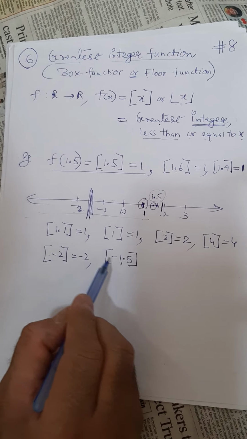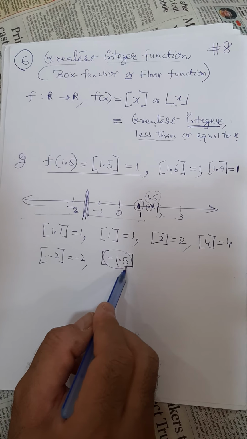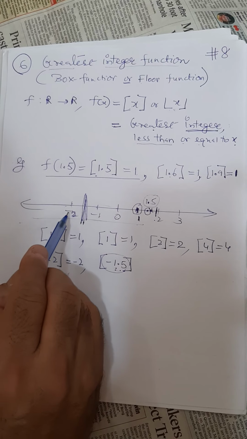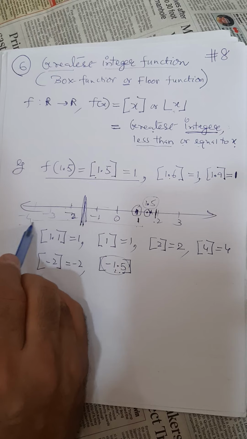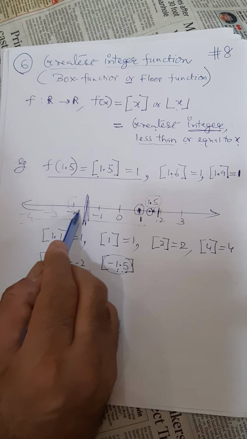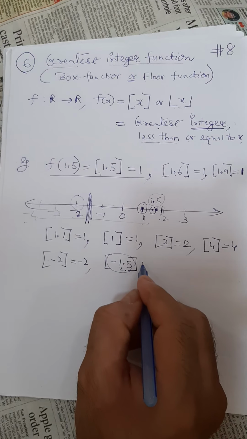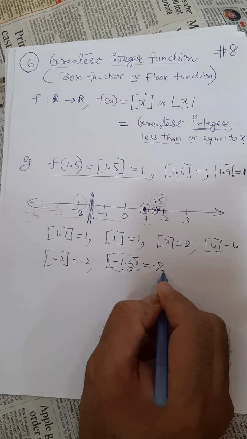Now go to all integers which are less than minus 1.5. So minus 2, minus 3, minus 4 and so on. Among all these, which is the largest? That is minus 2. So the answer will be minus 2, remember.